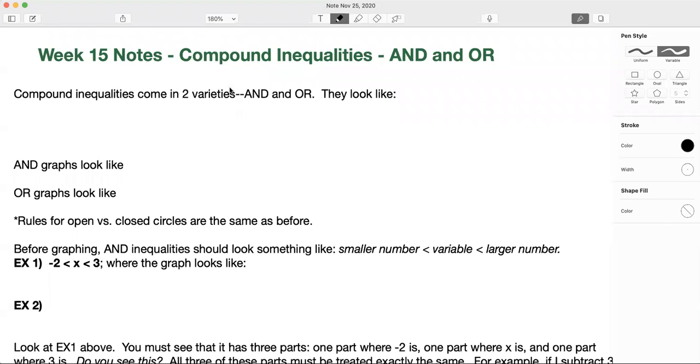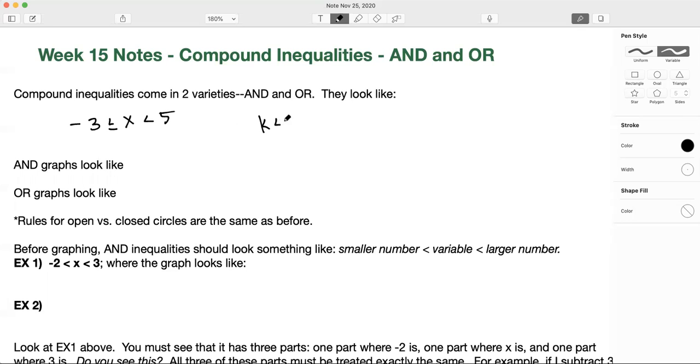This is compound inequalities. There are two types of compound inequalities: "and" inequalities and "or" inequalities. And they look like the following. This is just an example that you can write down. They can look like that with three parts right here: 1, 2, 3, and two inequality signs. Notice this is less than or equal to, this is just less than. They can look like this, and there's a variable in between.